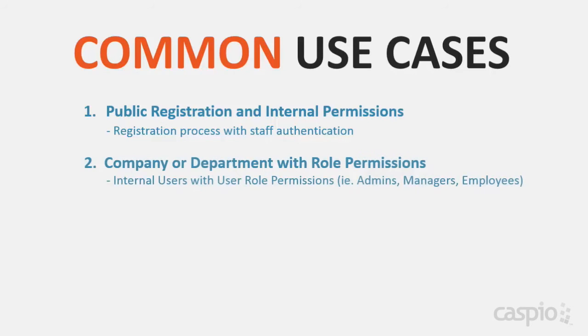For our second use case today, we're going to look at something called company or department with role permissions. Think of this like having a smaller company or maybe just a single department, and within that department you have users with different roles or different permissions. So you might have an admin level who has the ability to oversee everything in the application. You might have a manager role, someone who only has the ability to edit records, and then you have an employee level access. This user only has the ability to read the data.